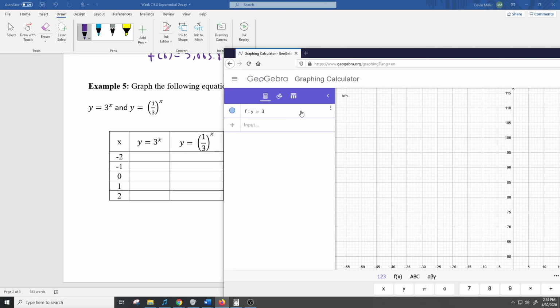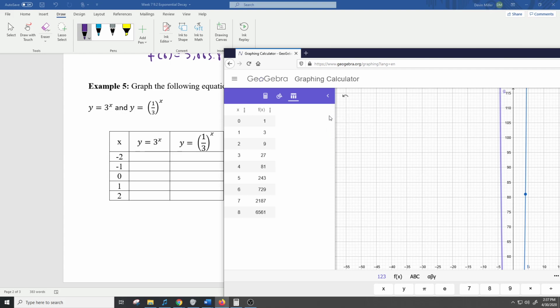So the first one will be 3 to the x. So 3, and you have to do the shift 6, x. That'd be the first one. Second one is y equals 1/3. I just used the division sign to get that 1/3 there, which is right next to the shift. It's a slash. Raised to the x as well. Okay, and then I'm going to bring up the table of values for each one. So table of values. The first one is 0, 1, 1, 3.